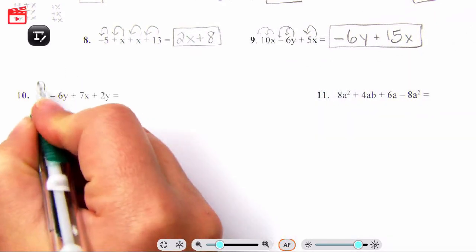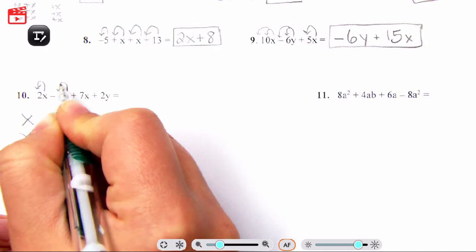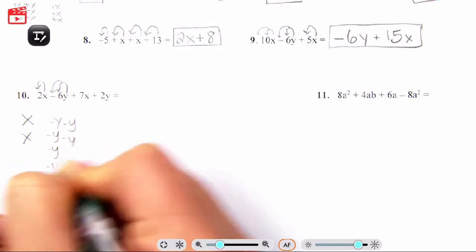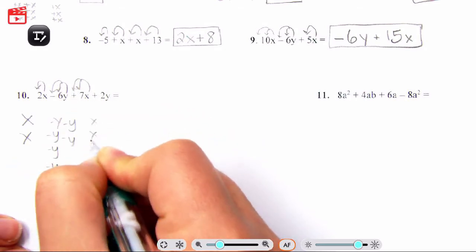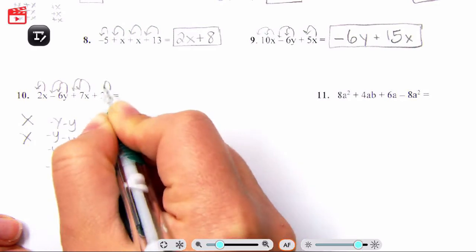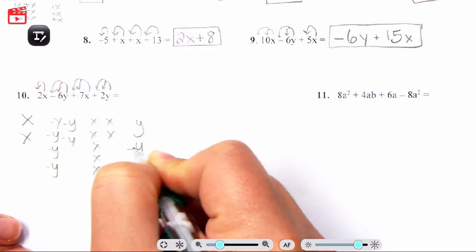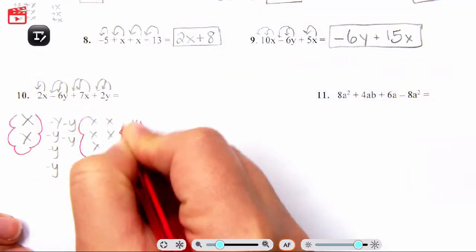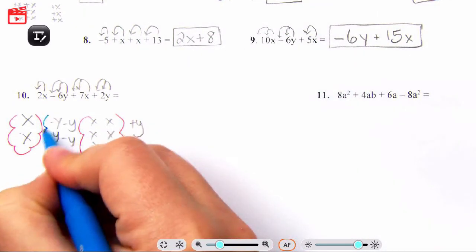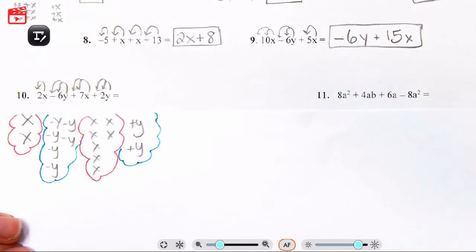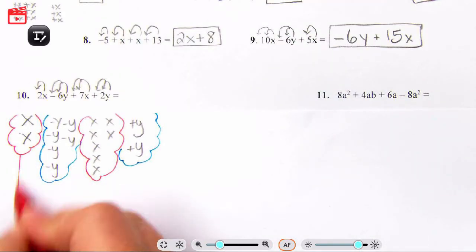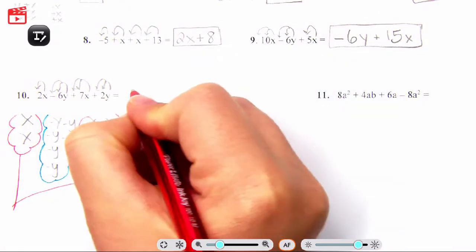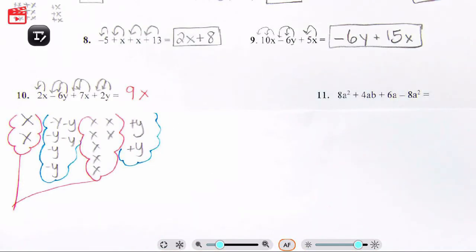All right, let's do another one. 2 x's that are positive, 6 y's that are negative, 7 x's that are positive, and 2 y's that are positive. Is there anything that I can combine? Yes, I have x's here and I have x's here, so they can be combined. And I have y's here and I have y's here that can be combined. Now let's go ahead and start out with our x's. What can we combine? All of my x's are positive, so I'm just going to add them together. 1, 2, 3, 4, 5, 6, 7, 8, 9. I have 9 x's.